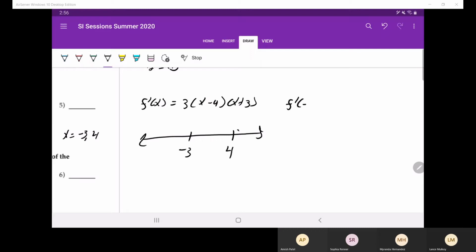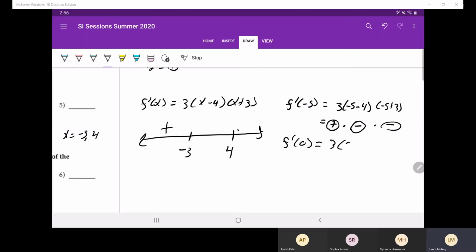So f prime of -5 equals a positive times a negative times a negative. A positive times a negative is a negative, and a negative times a negative is a positive. So it's increasing right here. And for a value between -3 and 4, I'm going to use 0: f prime of 0 equals 3 times 0 minus 4 times 0 plus 3, which is a positive times a negative times a positive. Two positives and a negative make a negative.